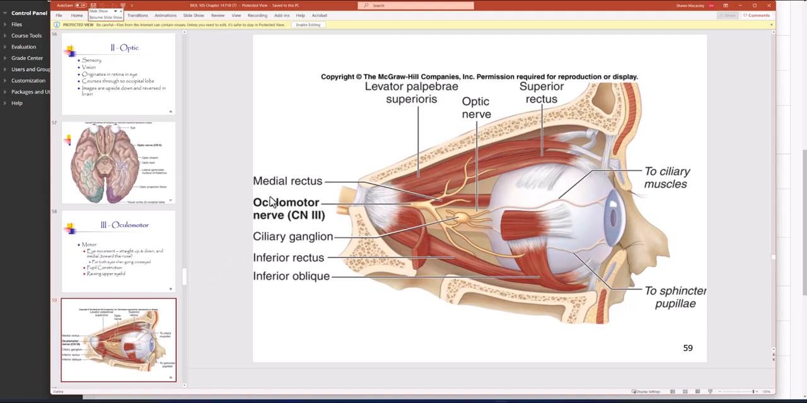We see it here, again, not to label these, but just to get a better understanding. Here's the third nerve coming in, and it is going to innervate four of the six muscles. It's going to go to the superior rectus. It's going to go to the inferior rectus. It is going to go to the medial rectus, and it also goes to the inferior oblique. Okay, so those are the four muscles that it controls, and it also goes to the levator palpebrae superioris. This is the muscle that helps to raise up your upper eyelid, and to the muscles that control the constriction of your pupil. So we see it goes to the ciliary muscles behind the eye. That is all oculomotor, number three.